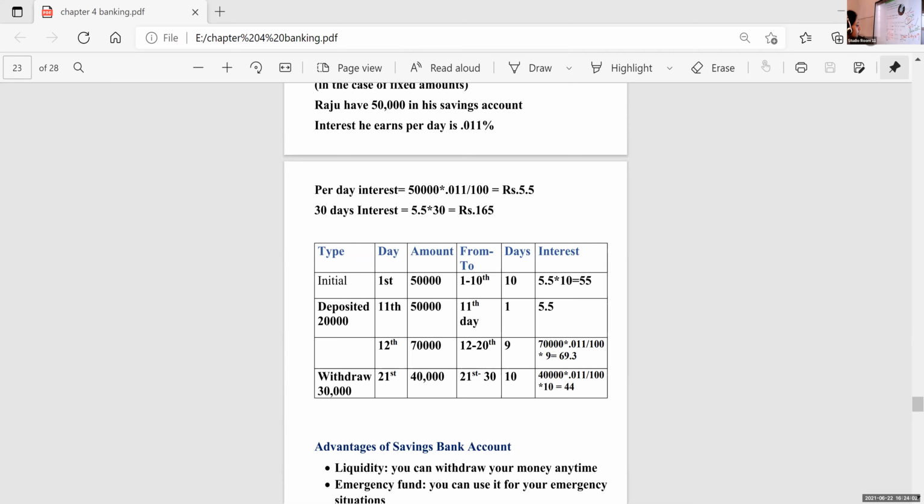Okay, 40,000. So 40,000 into 0.011 divided by 100. That will give you 1 day. And to get from 21st to 30th, in a month we have 30 days. So how many days more are left? We have 10 more days. So this into 10 will give you 44 rupees. This is how the interest calculation takes place in the savings account.